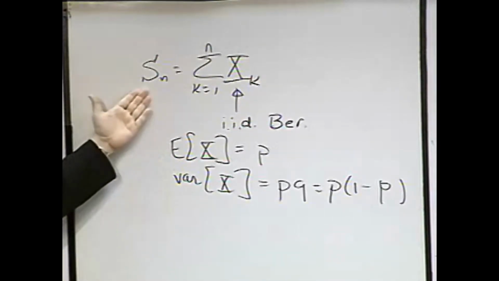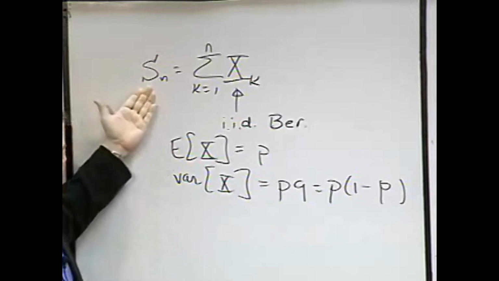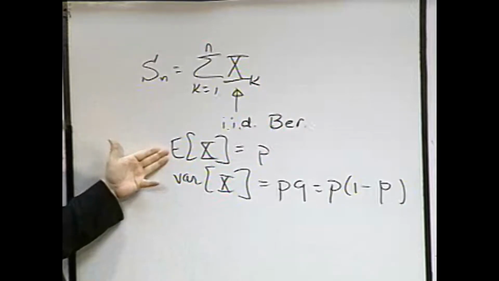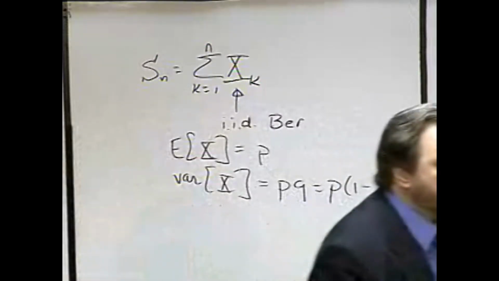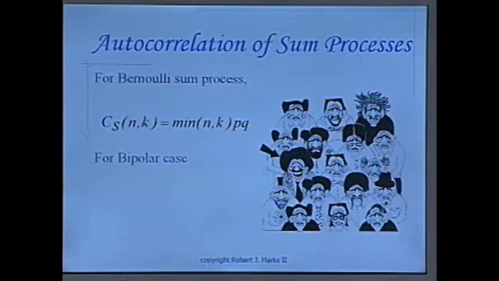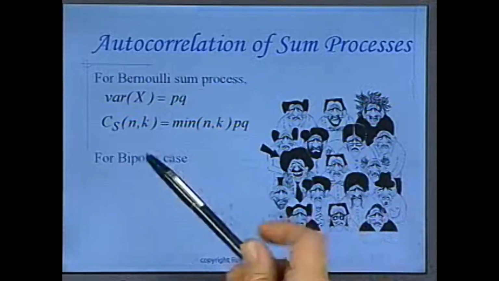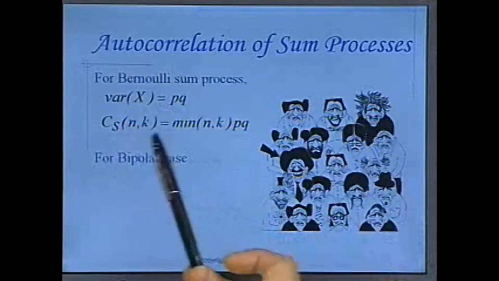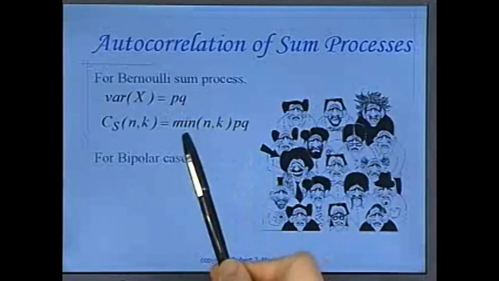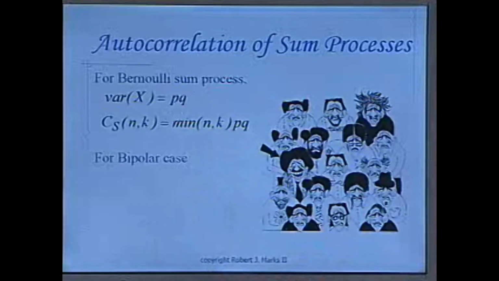So therefore, if we have this summation of independent identically distributed Bernoulli trials, we can obtain the expected value of X and the variance of X simply by substituting into the original definition that we had and come up with the corresponding result. Now for the bipolar case, which is the second one, by the way, this is what we get. The variance of X is equal to PQ and the autocovariance is equal to the minimum of N and K times the variance, which of course is PQ.